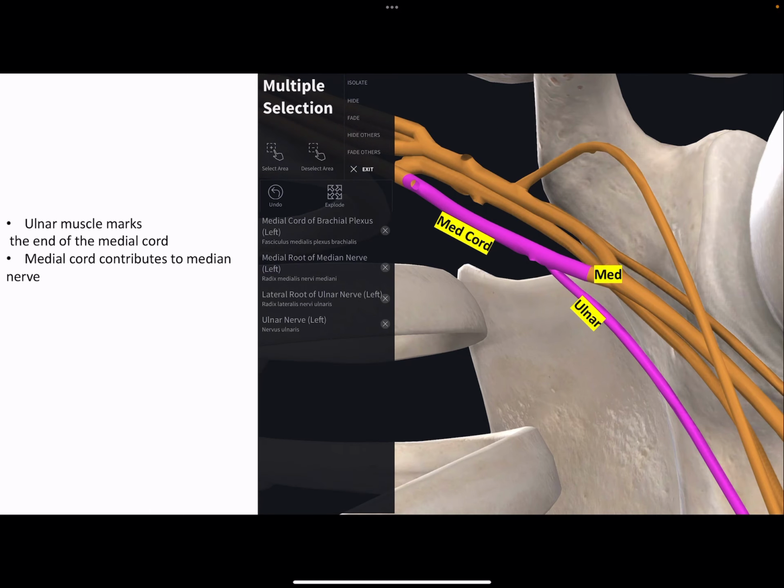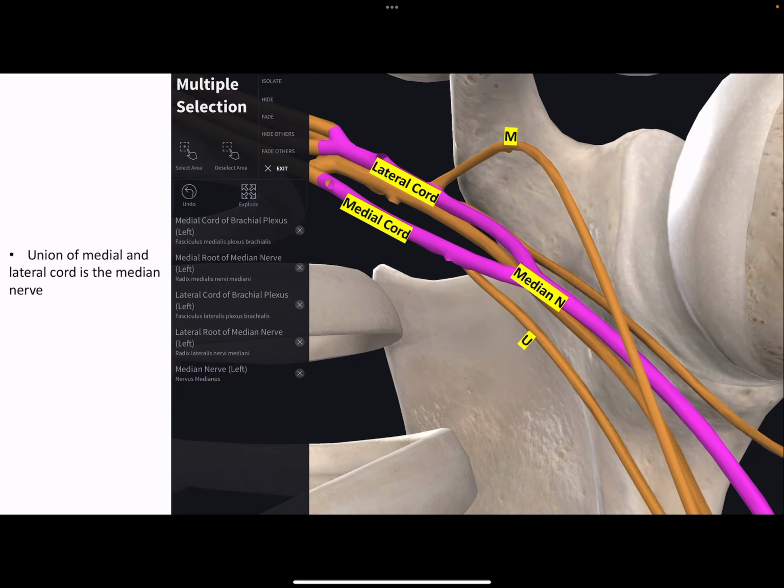Moving now to the medial cord. The medial cord is doing a very similar thing. It's sort of ending and becoming the ulnar nerve, but it's contributing as well to what is going to become the median nerve. And what we keep talking about, so here it is. Remember, the lateral cord became the musculocutaneous, the medial cord became the ulnar, the posterior cord became the axillary and the radial, and not shown, but the medial and lateral contribute to make the median.